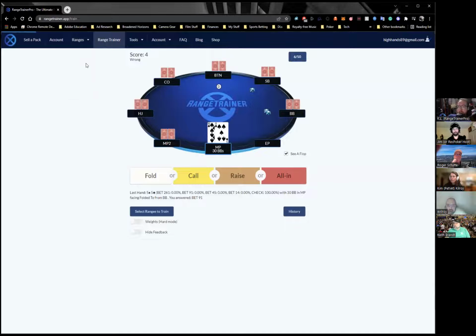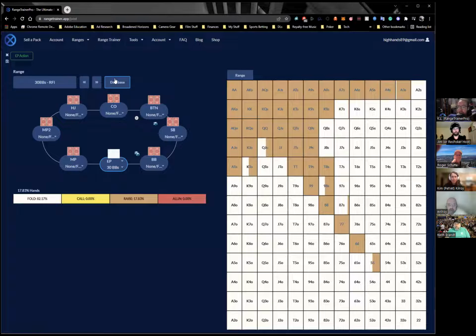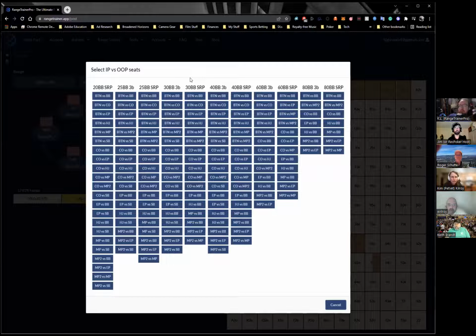navigate over here to Postflop. And right now, these are the situations that we've solved. So we have everything in 20 big blind single raised pots, basically every imaginable situation has been solved. The same for 25, nearly, we're missing like two, but they're actually in the process of being solved right now. And the same goes for all these other situations as well, all the way up to 80.